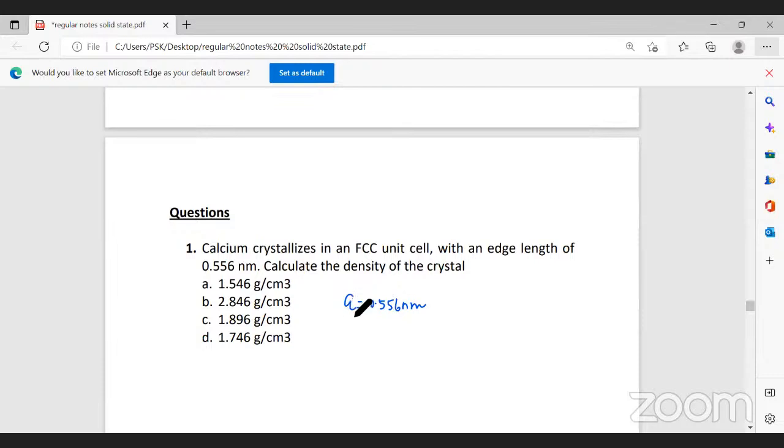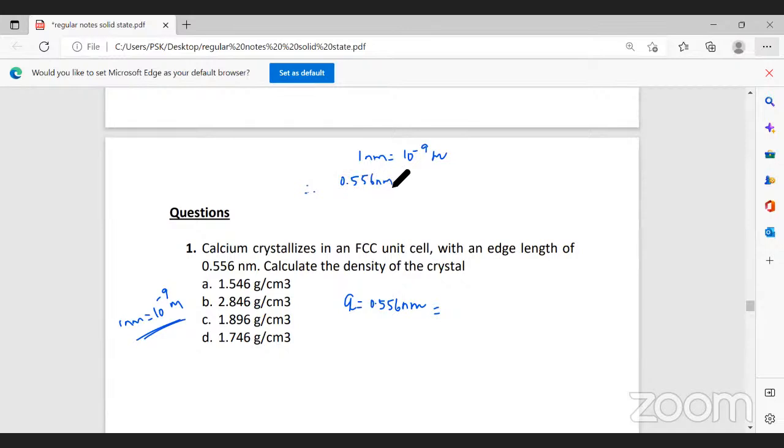Now, 1 nanometer is equal to how many meters? 10 to the power minus 9 meter. They have given 0.556 nanometer. So density, we learned it, unit for density is what? Gram per centimeter cube. That means we have to convert the nanometer into centimeters. So in order to convert the nanometers into centimeters, see here, maybe I'll write here, 1 nanometer is equal to 10 to the power minus 9 meter.